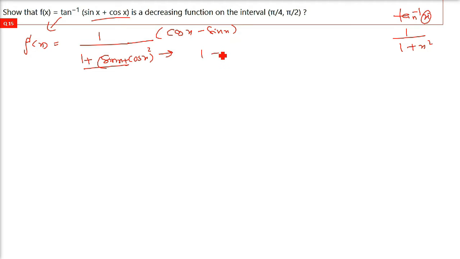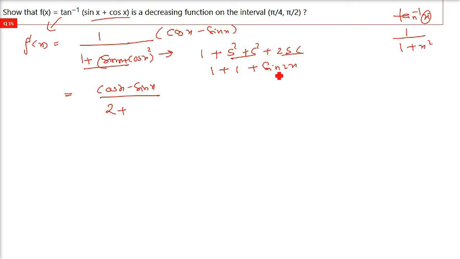I am taking the denominator now and I am squaring it. Once this is sin square plus cos square plus 2 sin x cos x. Sin square plus cos square is 1. So 1 plus 2 sin x cos x. 2 sin x cos x can be taken as sin 2x. So it will be 1 plus 1, that is 2 plus sin 2x. So what we got is cos x minus sin x divided by 2 plus sin 2x.